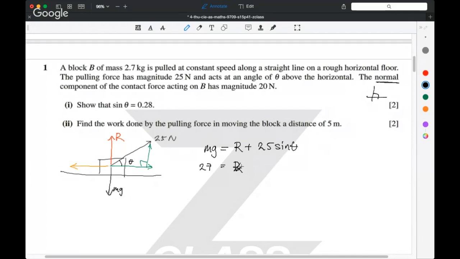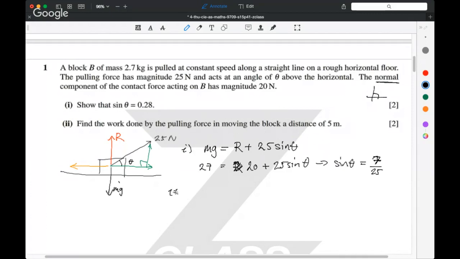And we're told that this is 20 newtons because we're told the normal component of the contact force. So the contact force, essentially, is what the ground is exerting on the block. So it's R, and it's also this friction force. So this is equal to 20 plus 25 sine theta. And this gives you that sine theta is equal to 7 over 25. And that's it, you're done.